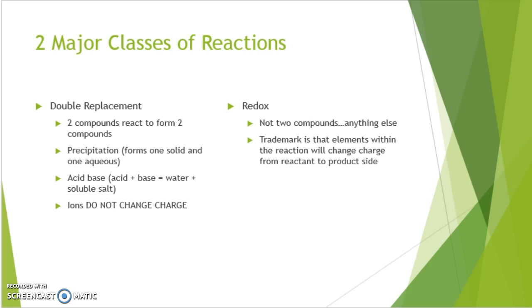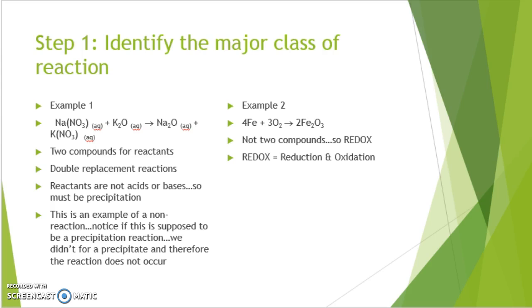For right now, the most important thing you need to know about a redox reaction is that the elements inside of the compounds will change charge between the reactant and the product side. And like I said, we will have an example of that coming up here shortly. Okay, so let's say that I wanted to identify what major type of chemical reaction that I'm dealing with. Let's take a look at example 1.